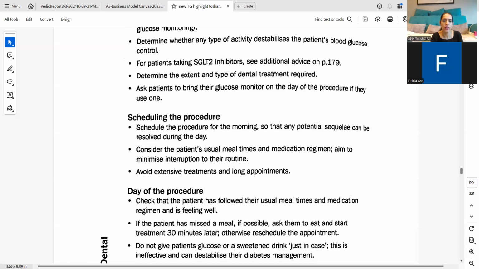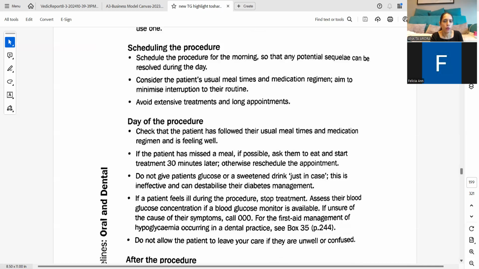Again, the same point. On the day of the procedure, check that the patient has followed their usual meal times and medication regimen and is feeling well. You have to ask these questions: have they taken their meal, have they taken their medication on the day of the procedure, and are they feeling well. If a patient has missed a meal, if possible, ask them to eat and start treatment 30 minutes later, otherwise reschedule the appointment.